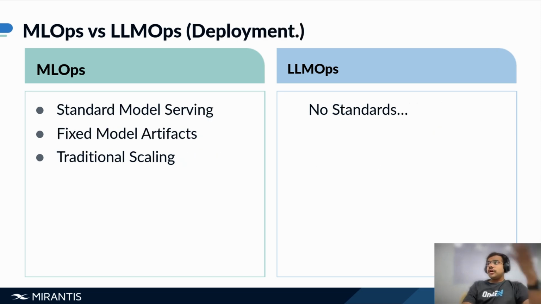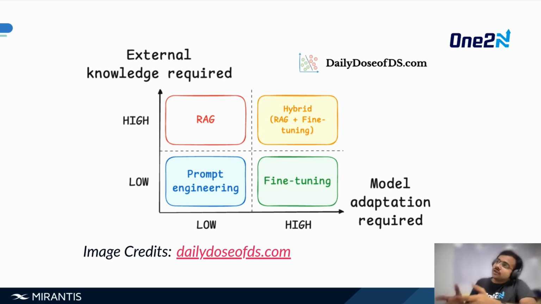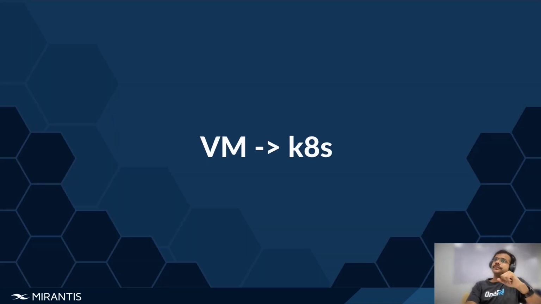And when it comes to deployment, LLMOps has no standards at all at this point. In fact, the way you deploy your LLM based applications actually depends on how you are architecting your application in the first place. Are you going via the RAG approach? Are you going via the fine tuning approach? Are you doing some sort of prompt engineering? Or are you going on a hybrid model where there's some RAG and fine tuning in the mix? And this is where things get trickier. And this is one of the core reasons why there is a lack of standardized tooling for the same.